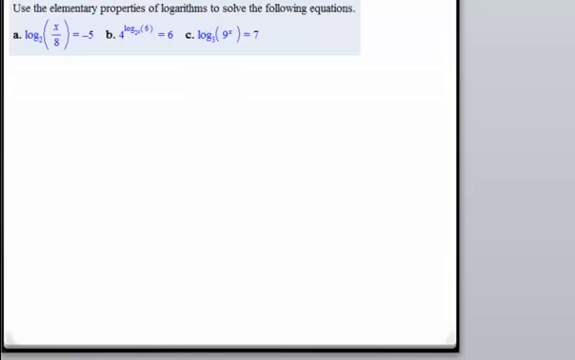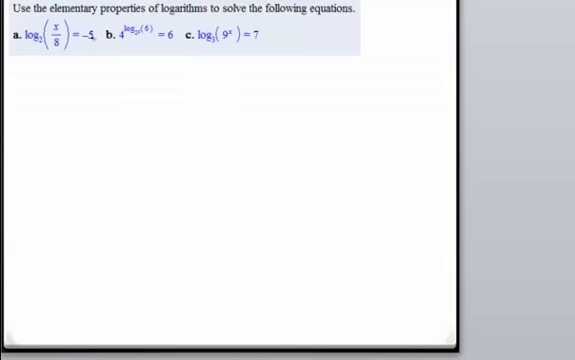Use the elementary properties of logarithms to solve the following equations. What we want to do is just switch from logarithmic to exponential, or from exponential to logarithmic, and then see if we can solve it from there.